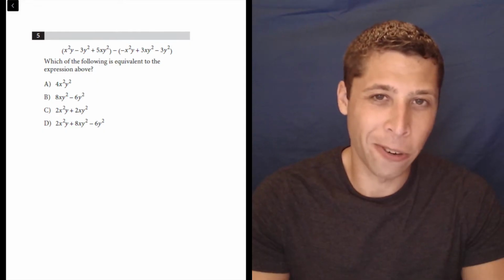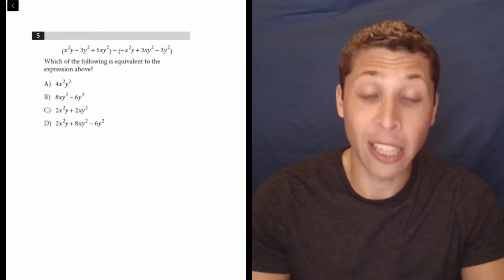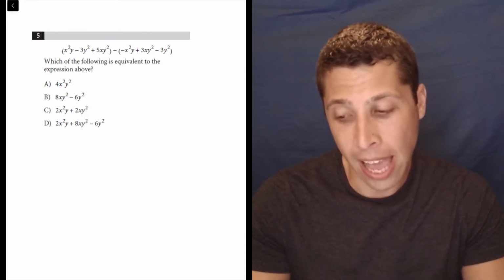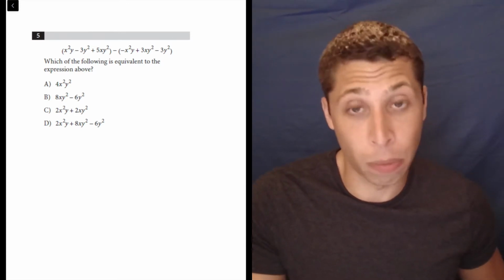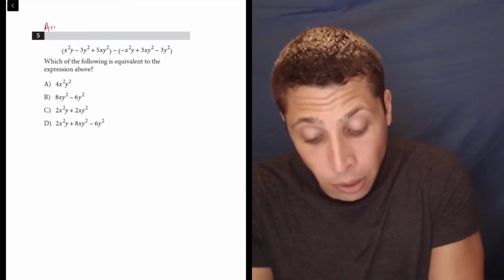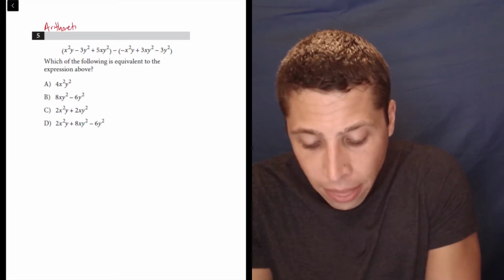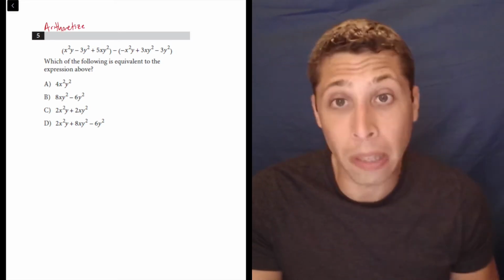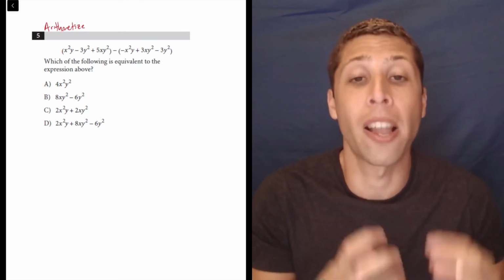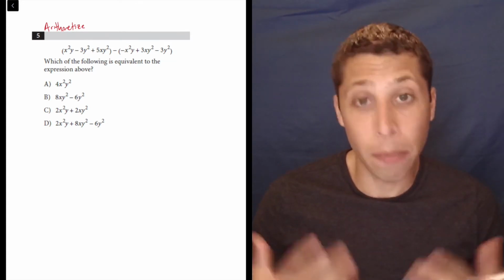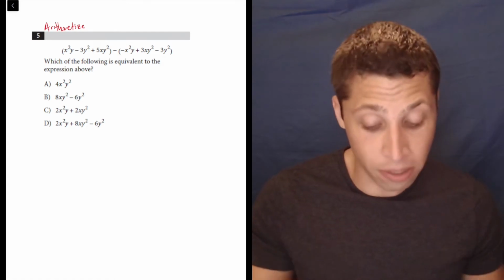This is kind of an annoying question for number 5. It looks messy right from the start, and my reaction to this kind of messy looking algebra is to arithmetize. I'm really good with the strategies, and honestly, I think that your first reaction should probably be to arithmetize too. It's a good way to respond to complicated algebra. And basically what it means is we're going to pick some numbers for these variables.